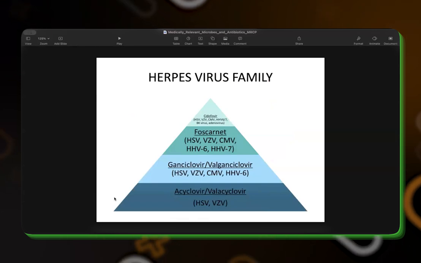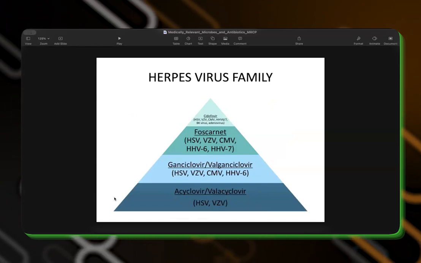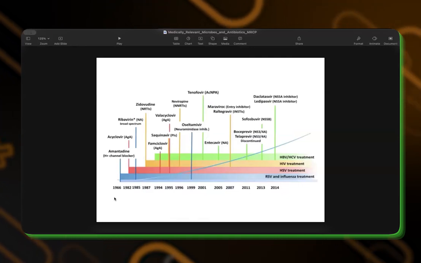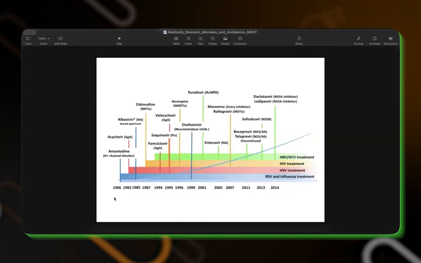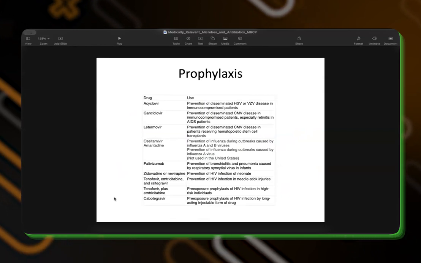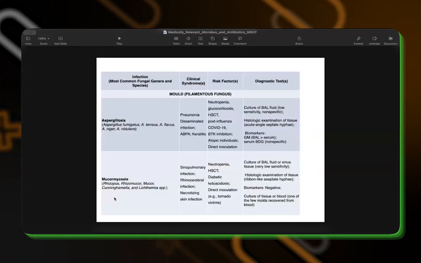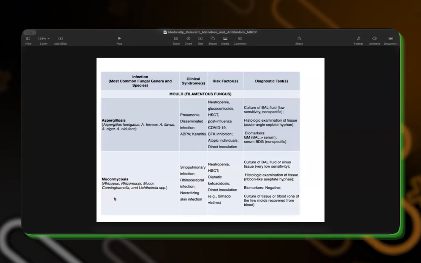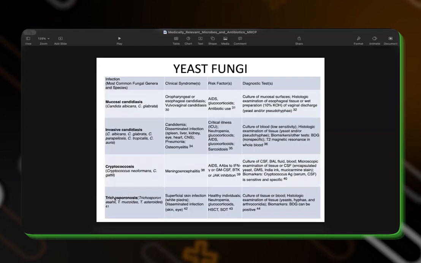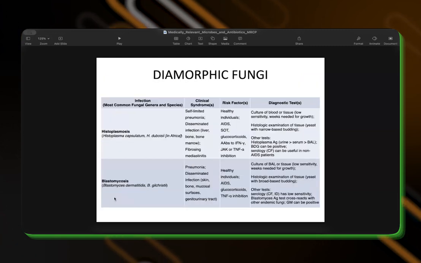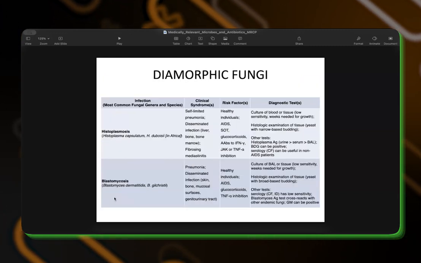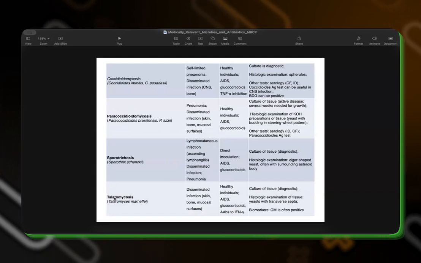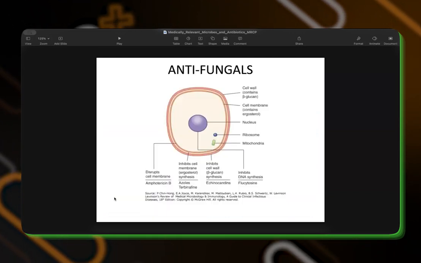Then we had an overview of antivirals used in the herpes family, and then a timeline of how antivirals developed and what prophylaxis we take. Then we spoke about fungal infection, what are the molds, specifically Aspergillus, Mucor, and then we spoke about candidiasis. A quick look at histoplasma, blastomycosis, and the rest of them, mainly affecting immunosuppressed people.